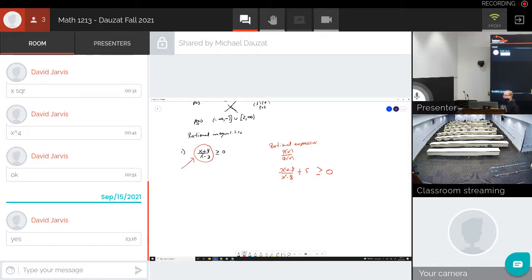So solving this is a little bit more involved, by the way. You still have to get 0 on that side, so you've got to deal with the fact that 5 is there. So it's a little bit more involved. So let's go ahead and look at number 1.